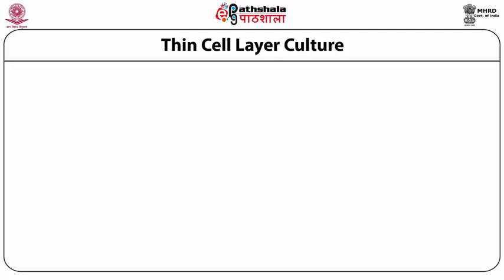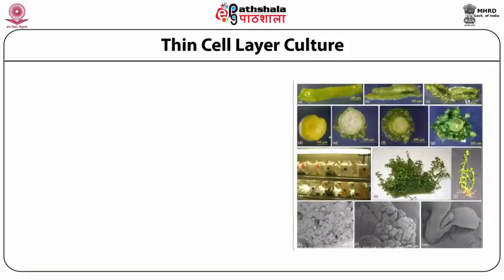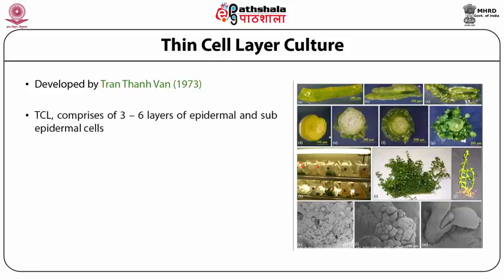Now let's discuss another important way of culture, and that is thin cell layer culture. The technology was developed by Tran Thanh Van way back in 1973, and we call it thin cell layer culture, TCL. TCL comprises 3 to 6 layers of epidermal and subepidermal cells, because usually, if you take the epidermal layer alone, it fails to survive. So one has to take a few layers.